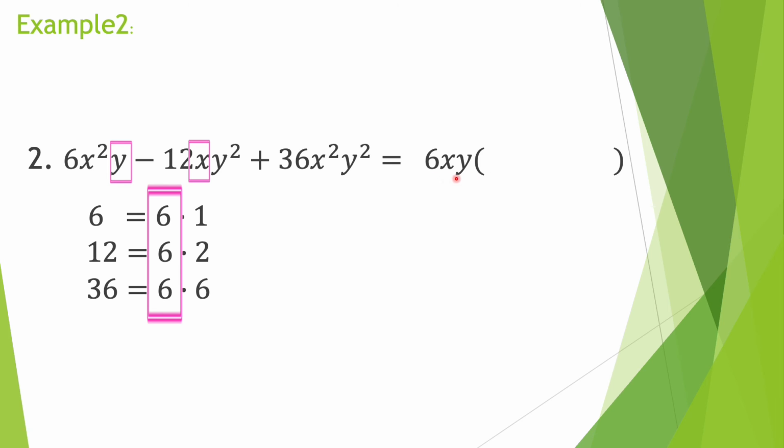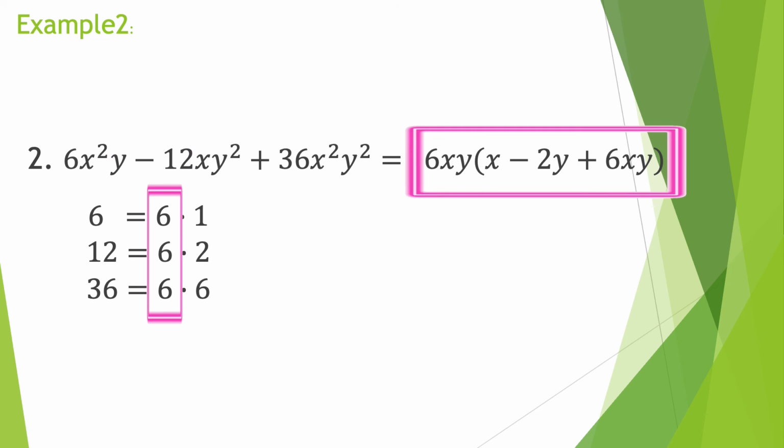So, eto ngayon yun. Ito yung first factor natin. Then, proceed tayo sa ating second factor. Magdi-divide tayo ngayon. So, 6x squared y divided by 6xy, that is x. Negative 12xy squared divided by 6xy, that is negative 2y. 36x squared y squared divided by 6xy, that is 6xy. Therefore, ang factors natin is 6xy times the quantity x minus 2y plus 6xy.